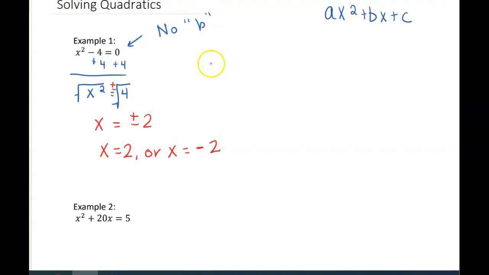Okay, now, why is this plus or minus? Well, we're asking what times itself is equal to 4. Well, 2 times 2 equals 4, but also negative 2 times negative 2 is equal to 4, which is why this is plus or minus.